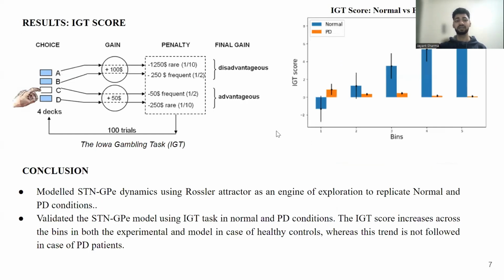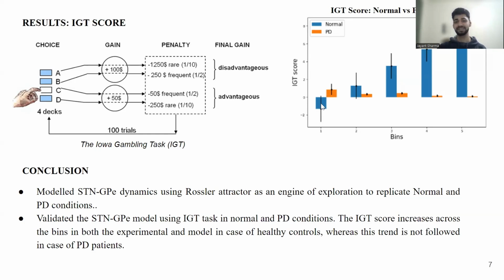In the final results, we validate this particular model by the use of an Iowa Gambling Task, which is used by psychiatrists to test the action selection skills of a patient, in which cards C and D are advantageous because they have a much lesser penalty for more or less the same gain, while cards A and B are termed disadvantageous because they have a high penalty.